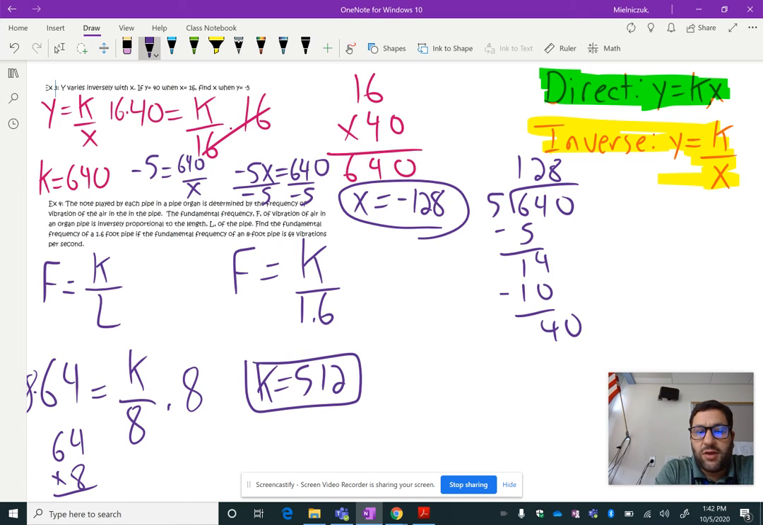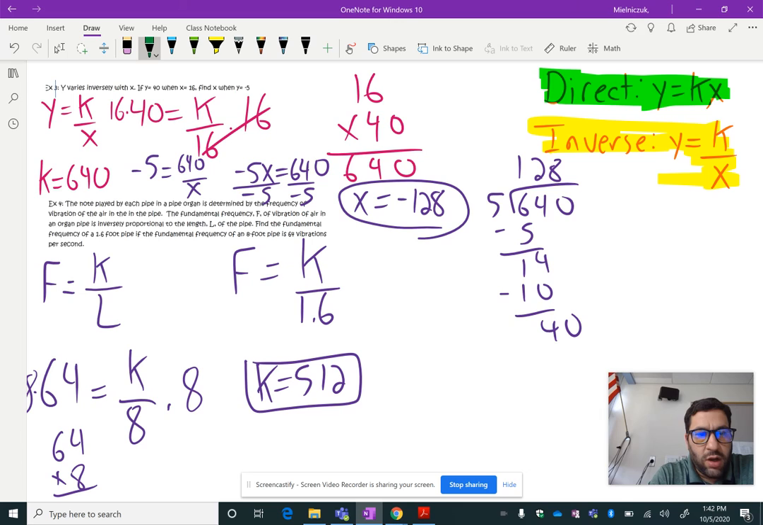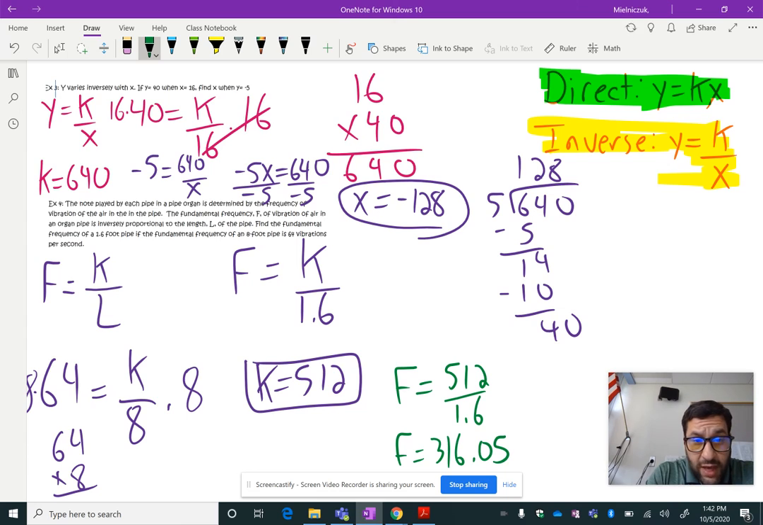We can now take this value and substitute it in for k and solve for what we are looking for. So we are looking for the frequency. So we're looking for F when the length is 1.6. So all we have to do for this one is 512 divided by 1.6. What is 512 divided by 1.6? I'm too lazy. And you will get that F is equal to about 316.05. Do we have a label? Vibrations, I guess.